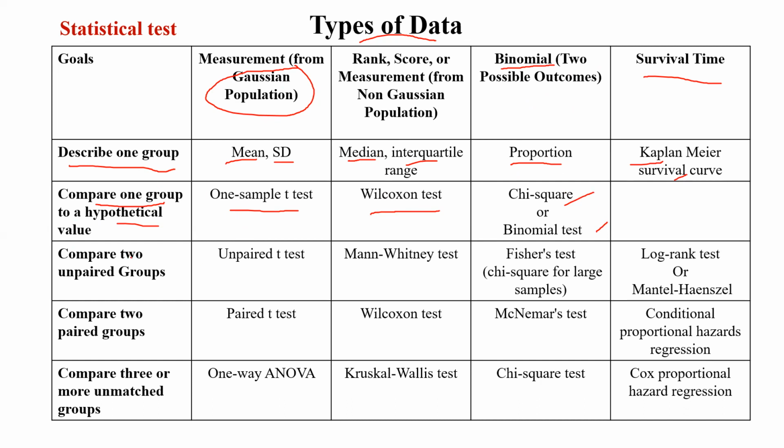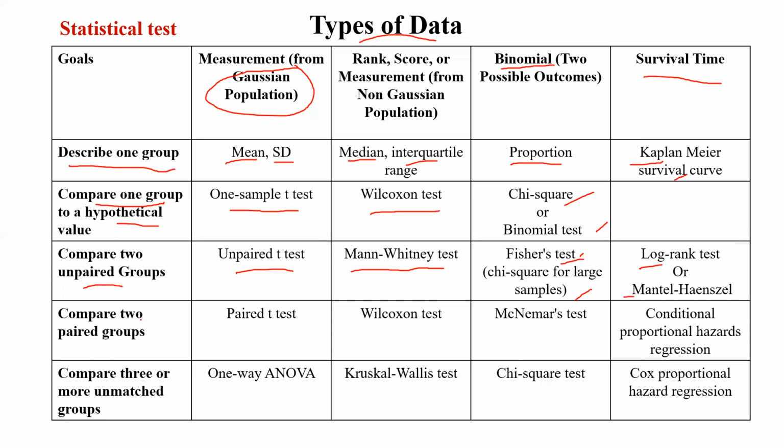Now the next point: compare two unpaired groups. So we need to understand paired and unpaired. Here we are taking unpaired. If it is a Gaussian population, then we'll use the unpaired t-test. If it is non-Gaussian, then we'll go for the Mann-Whitney test. And if it is binomial, with two possible outcomes, then we go for Fisher's test, and chi-square for a large sample. If the sample size is small, like in a 2 by 2 contingency table where each box contains a smaller sample, then we'll go for the Fisher test. And if it is survival time, we'll go for the log-rank test or Mantel-Haenszel.